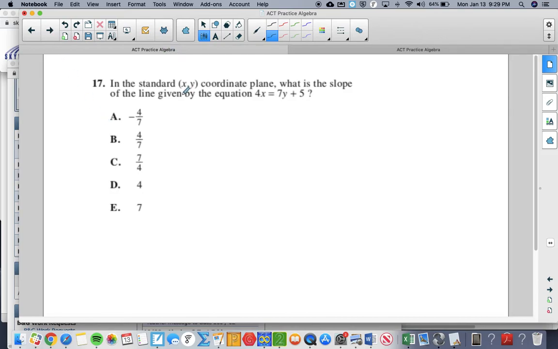In the standard coordinate plane, what is the slope of the line given by this equation? This is not slope-intercept form, so the slope is not 4. You need to get y by itself. So I'm going to subtract 5. And so we get 7y equals 4x minus 5. Careful, you cannot combine these two things because they're not like terms.